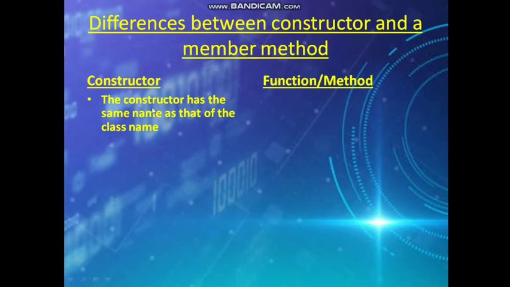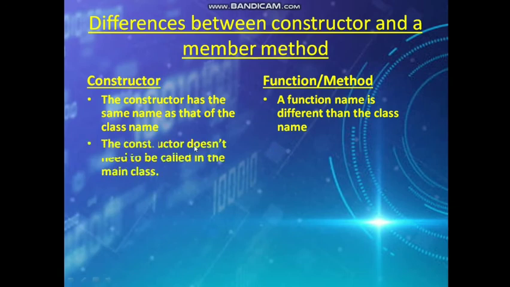So first point, the constructor has the same name as that of the class name. So a constructor should have the same name as the class name, whereas a function is different from the class name. So the function name need not be the same. Whenever you use a function with the same name as the class name, then it becomes a constructor. So the function name should be different from the class name.